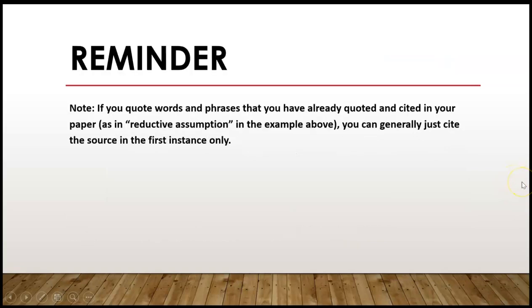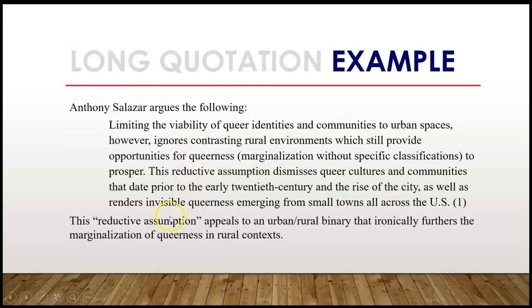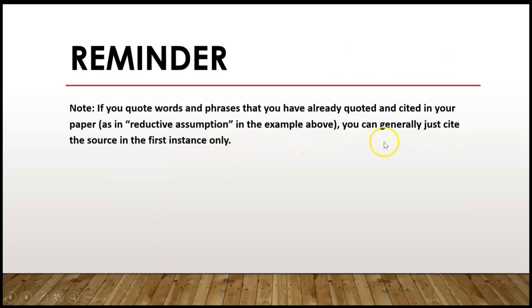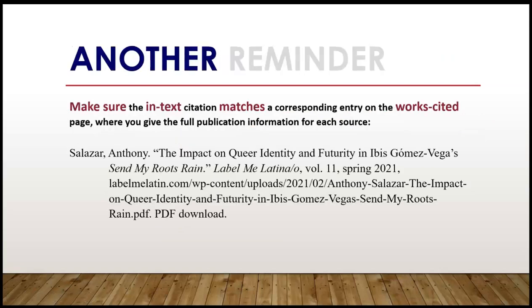Almost done. Reminder, note, if you quote words and phrases that you've already quoted and cited in your paper, as in "reductive assumption," which was right here in the example above, you can generally cite the source in the first instance only. Another reminder, make sure the in-text citation matches a corresponding entry on the works cited page, of course, where you give the full publication information for each source.